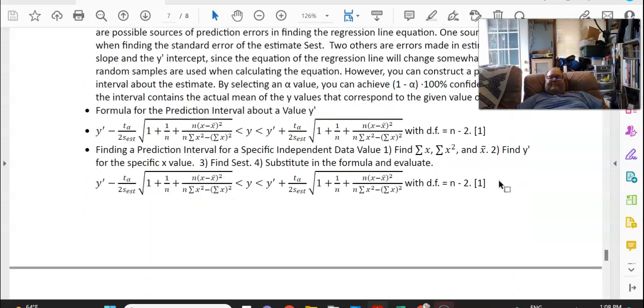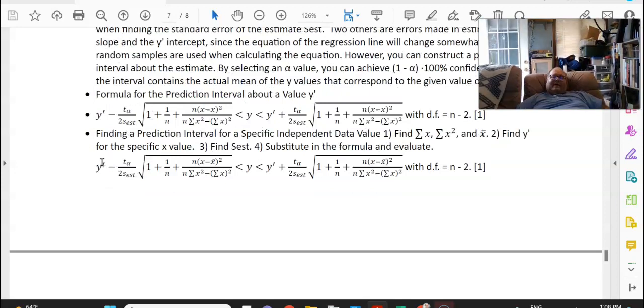It is given to us by this formula. We take a predicted value and subtract our relevant t-score times our standard error of the estimate times the square root of 1 plus 1 over n plus n times the x minus the x average squared over n times the sum of the squares of x minus the square of the sums of x, which is less than y, which is less than the same equation, except with a plus here rather than a minus.